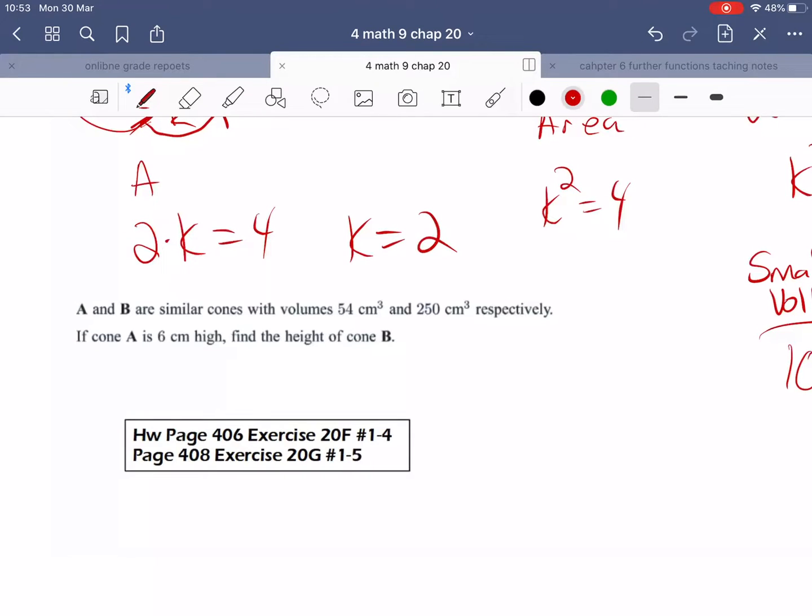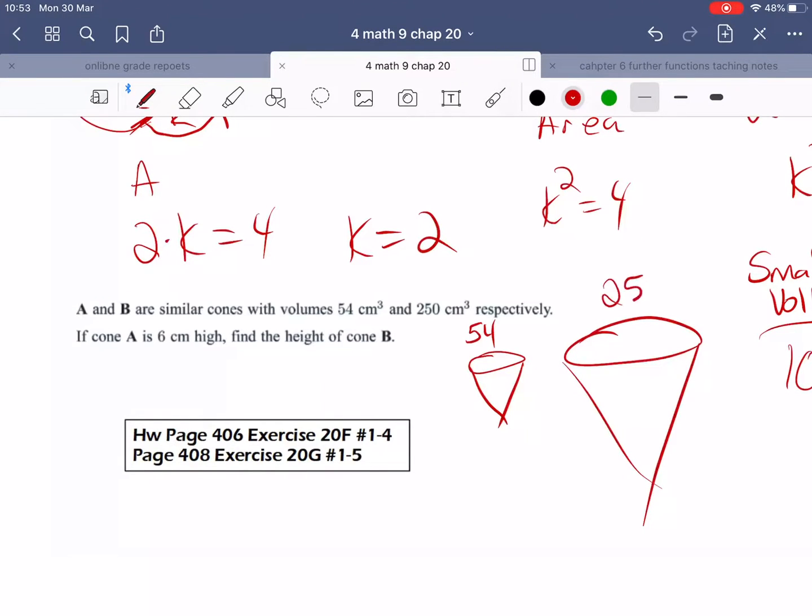Then we have this question right here. A and B are similar cones with volumes 54 and 250 centimeters cubed respectively. So similar cones. I'm going to draw them just because it's easier for me. This one has a volume of 54. This one has a volume of 250. Cone A is 6 centimeters high. Cone B is going to be 6 times K. So we've got to figure out the K.